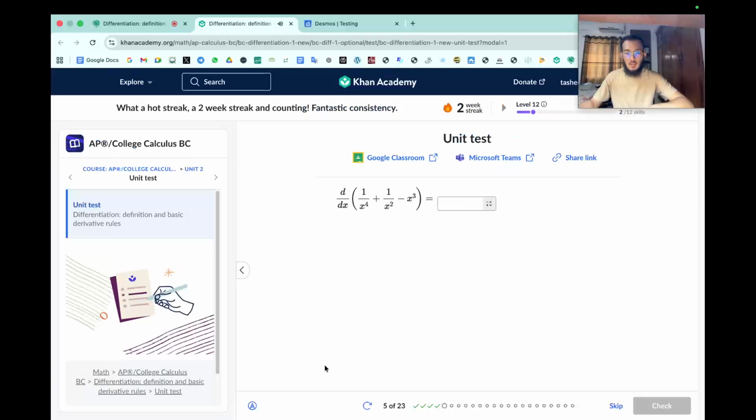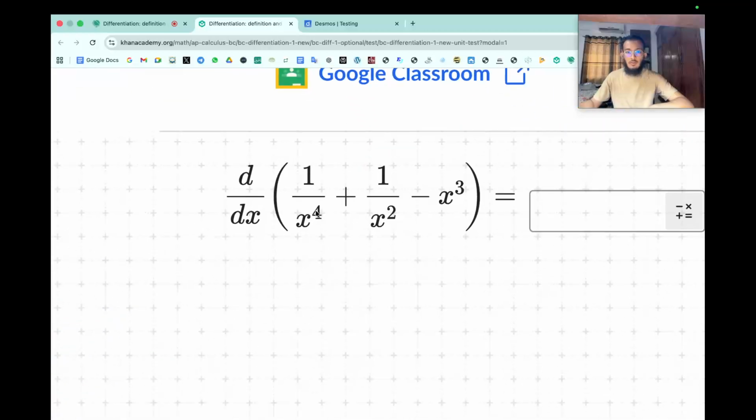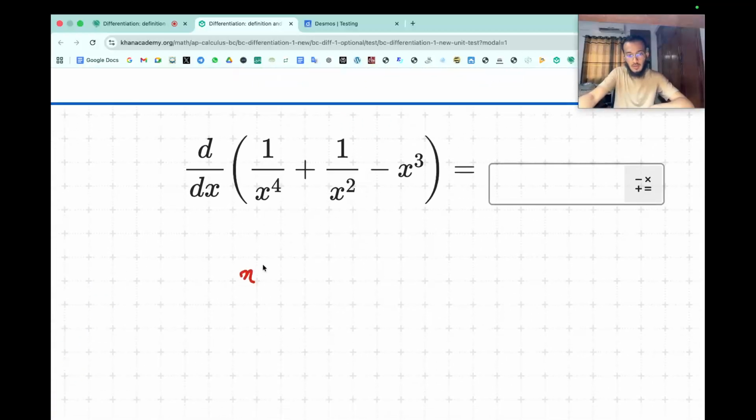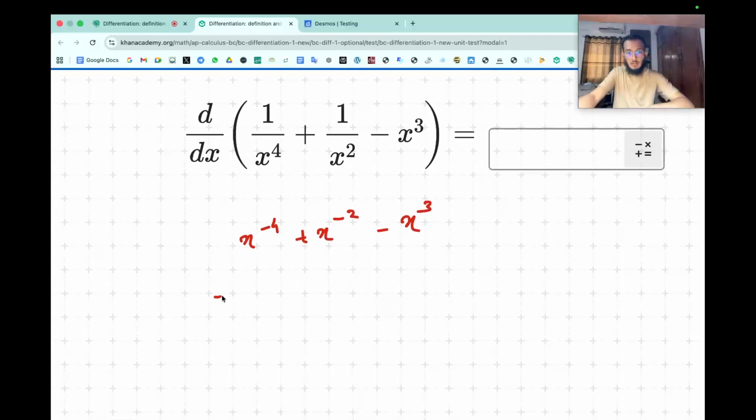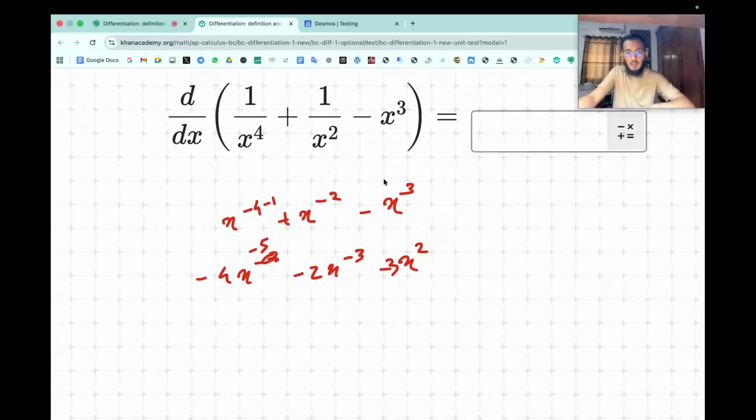We have to differentiate this, but before we do so, we have to move this to the numerator. So x to the power negative 4, plus x to the power negative 2, minus x cubed. Differentiating this becomes negative 4 x to the power negative 5, because we subtract 1. Then negative 2 x to the power negative 3, and negative 3x squared. So negative 4 comes here, we reduce the power by 1, negative 5. Negative 2 comes here, reduce the power by 1, negative 3. And 3 comes here, reduce the power by 1, because it's x cubed, giving 3x squared.